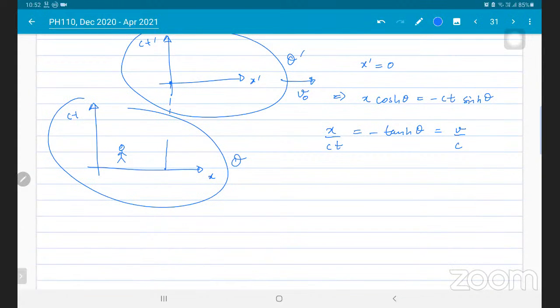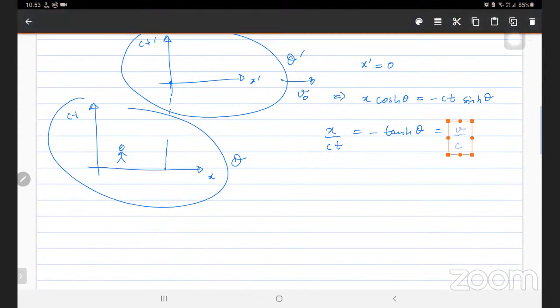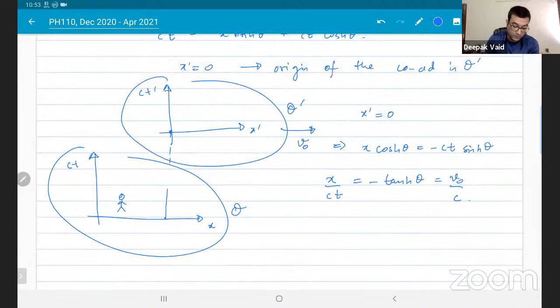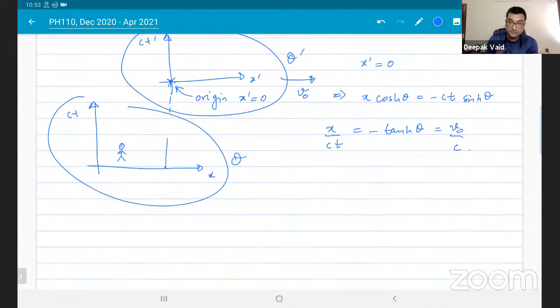Sir, can you repeat? Why did we take x prime 0, sir? Okay. So instead of taking x prime equal to 0, you can look at any other. We took it just for convenience, right? So x prime is equal to 0 is a fixed point in O prime's frame of reference, right? It's the origin. We identify the origin of these coordinates as x prime is equal to 0, right? Origin is x is equal to 0.